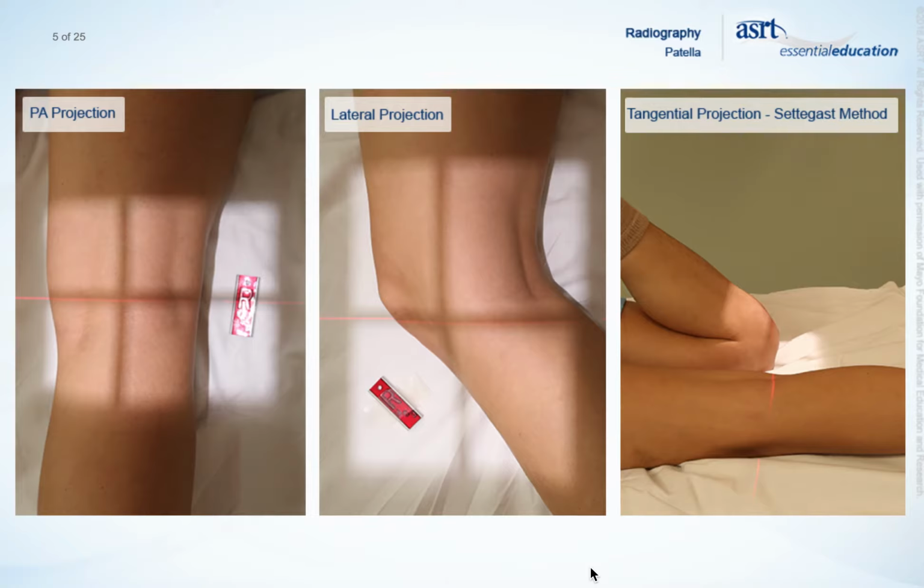Examinations of the patella typically include PA, lateral, and tangential projections. There are several methods of performing a tangential patella projection, including the Houston, Merchant, and Settegast methods, with varying patient positions and central ray angulations. The method used generally depends on departmental protocol, physician preference, and the patient's condition, and often both patellae are imaged for comparison.